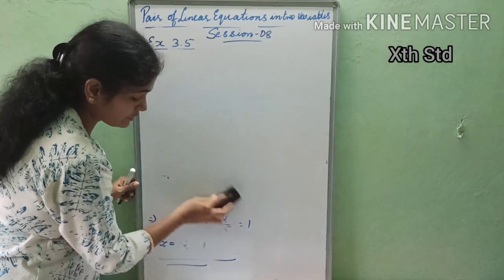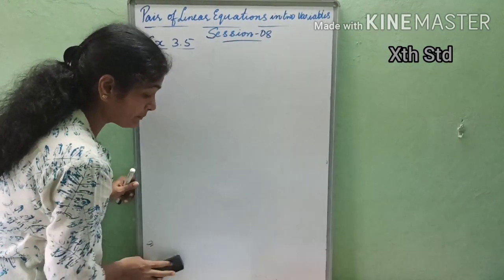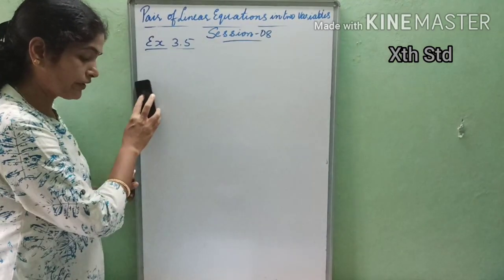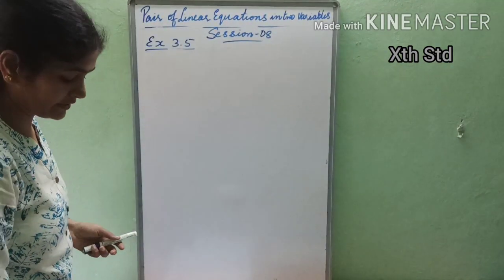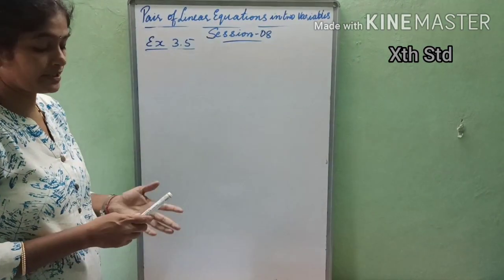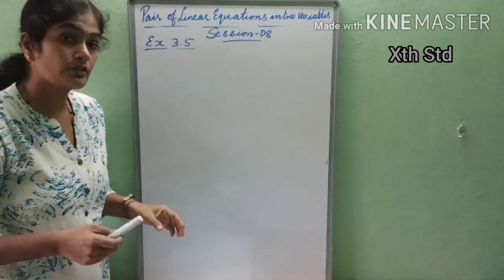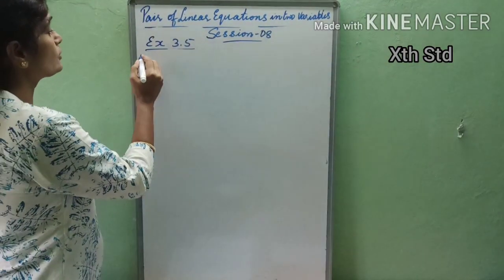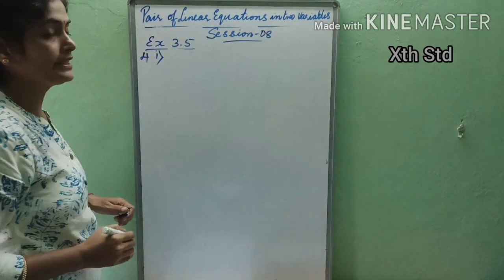What does that fourth question say? From the pair of linear equations in the following problems, form the pair of linear equations and find their solution if they exist by any algebraic method. You can follow any algebraic method, that is, either substitution method, cross multiplication method, or elimination method. But first, you have to frame the equations, form the linear equations.